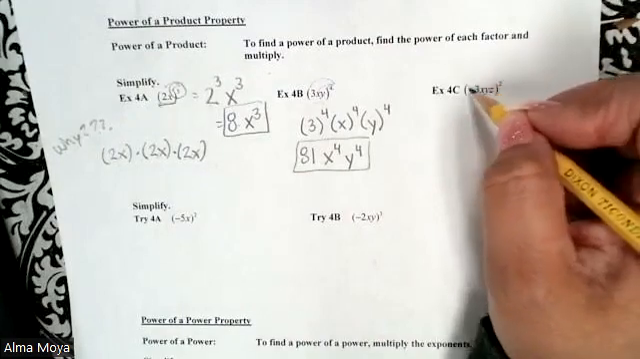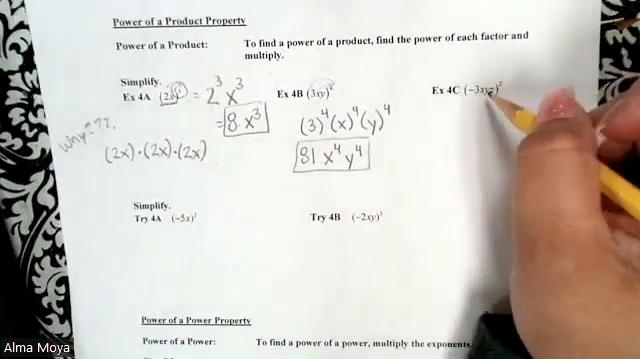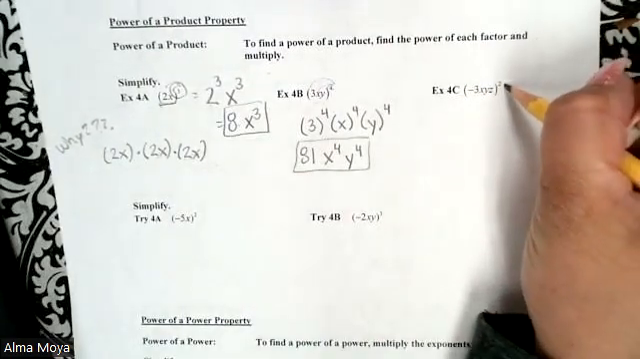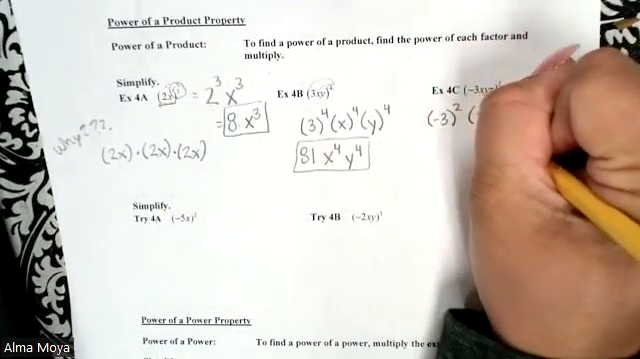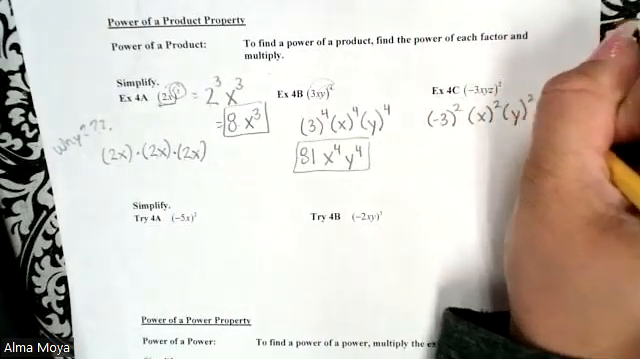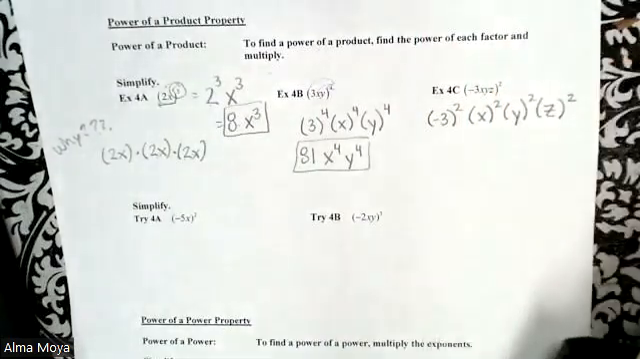Okay, this one, don't let the negative throw you off. I'm going to put every term in parentheses, and I'm going to raise it to the second power. So this is -3 raised to the second power, x raised to the second power, y raised to the second power, and z raised to the second power.